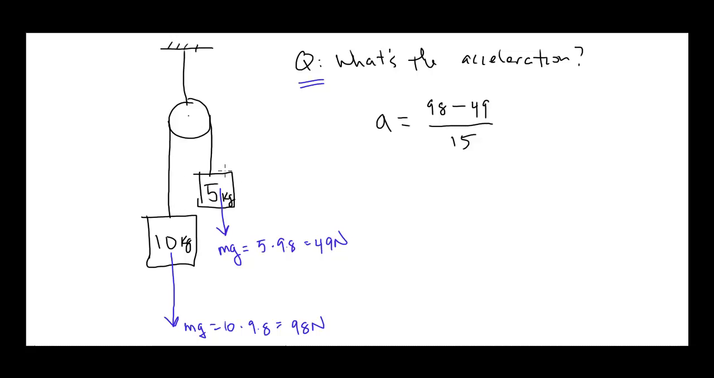So I subtracted them. I added the mass, of course, because I have to consider the mass of the whole system, which is 10 plus 5 or 15. So I calculate this out. This is 49 over 15. And that's going to be, what is that, like 3.3, 3.3-ish meters per second squared. And that's my final answer.